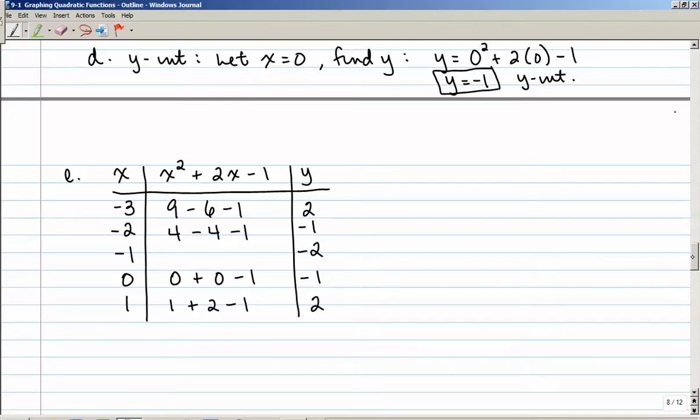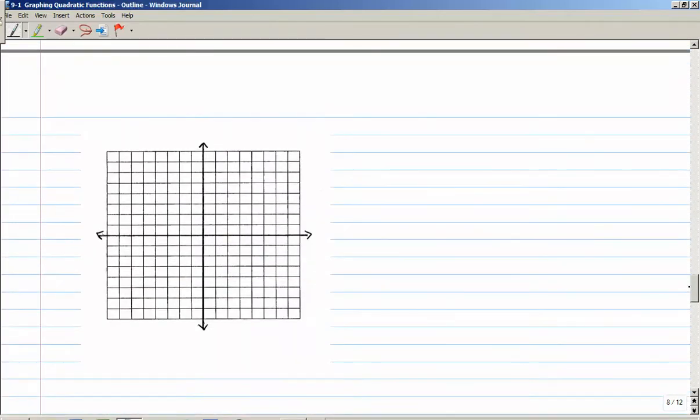Okay, now let's graph those points. I'll do it in pink. So -3, positive 2, -2, -1, -1, -2, 0, -1, and the point 1, 2.